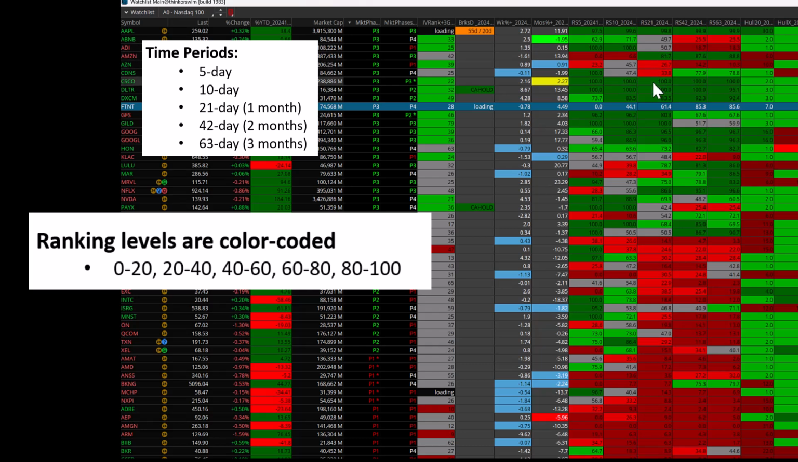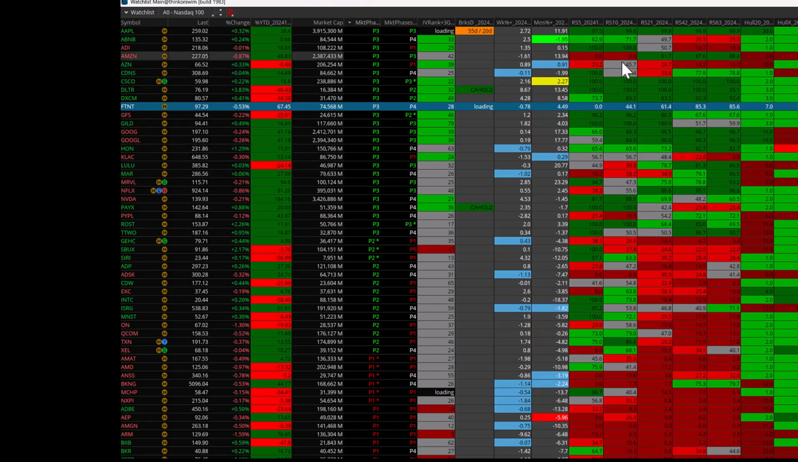For rankings from 80 to 100, you're going to find that it's a dark green color. For rankings that are 60 to 80, it's a light green color. If it's between 40 and 60, it's gray. If it's between 20 and 40, it's a light red. And if it's between 0 and 20, it's a dark red. The reason for the colors is very easy. It just stands out, pops in your face, and you can clearly see who the winners are over this time period.